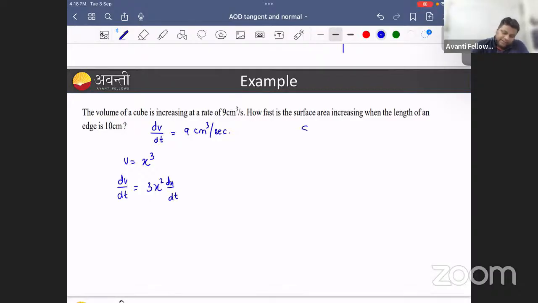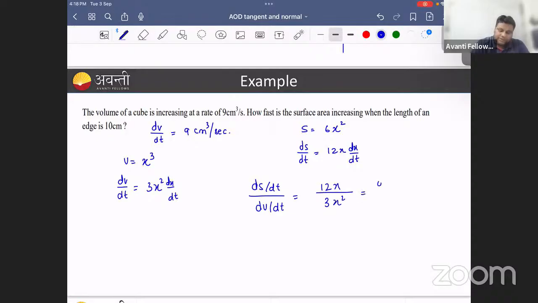Now, surface area is 6x square, because there are 6 faces of the cube. So, dS by dt is 12x dx upon dt. Am I correct? Now, rate of change of volume is given and rate of change of surface area they are asking. You just divide both of them. So, dS by dt divided by dV by dt is equal to 12x upon 3x square. So, it comes to 4 upon x.